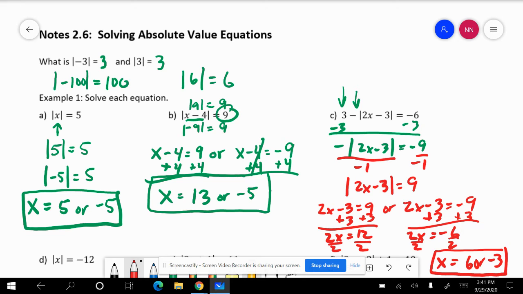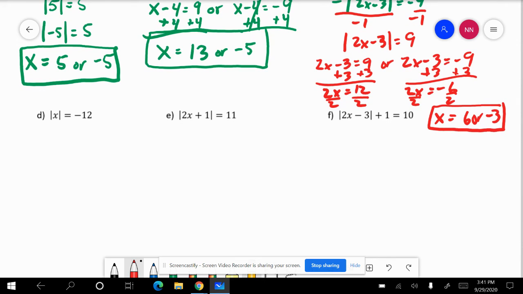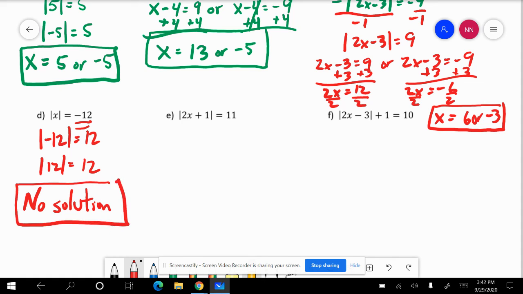Let's look at some more examples. Now we come across letter D, and there's a problem. And the problem is that we know that whenever we have an absolute value, it's always a positive. But we have a problem in which our answer is a negative. So we think, well, the absolute value of -12 is 12. It's not -12. And the absolute value of 12 is also 12. It's not -12. So we don't know what number to plug in. So our answer ends up being no solution, because there's nothing that we could plug into an absolute value that would make something negative.